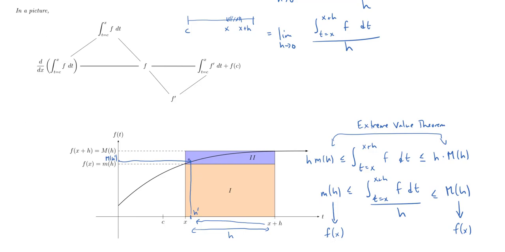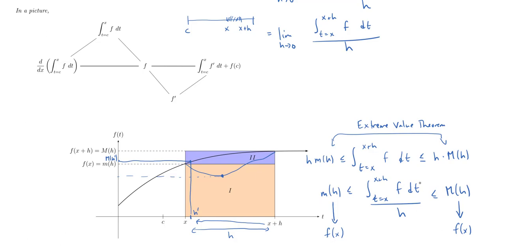Maybe m of h started off much lower. Maybe you had some function that looked like this originally, in which case your little m of h is going to occur down here. But as h gets smaller, all of a sudden this point's going to start moving over closer, and they're all going to converge to f of x.